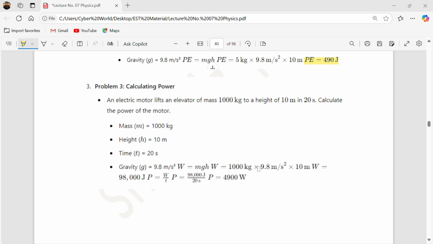Okay, and we know that the work is equal to F dot d. So this is F, and you have to multiply it by d, which is 10. So multiplying 1000 by 9.8 by 10, you get the value of work. Now your work value is 98,000 joules. Because you have to find the power, you have to divide it by time, which is 20 seconds. So dividing by time, your power is 4900 watts.